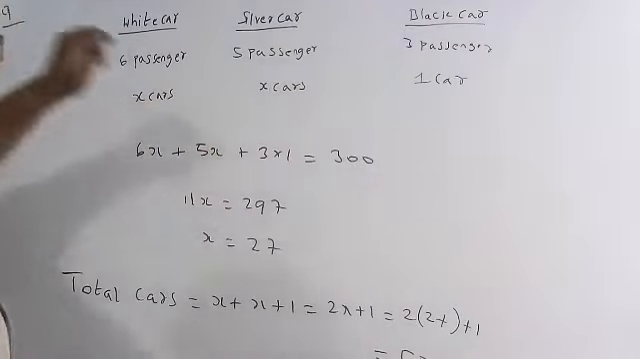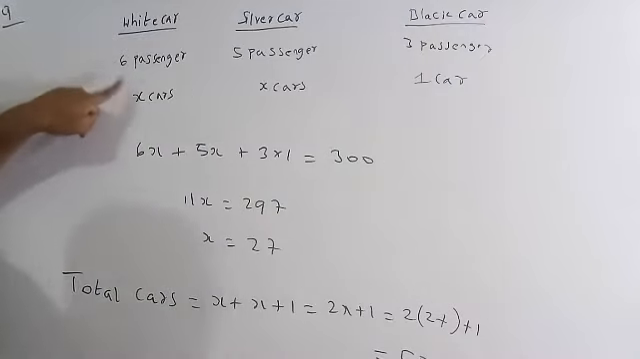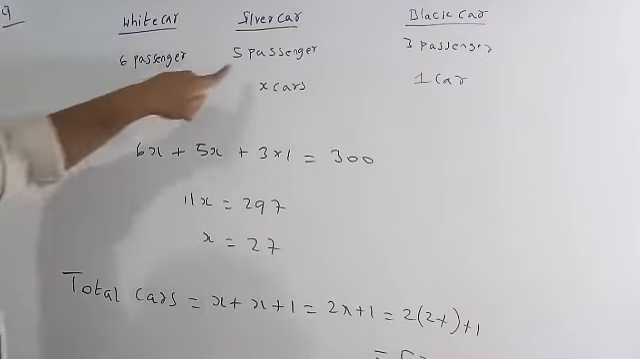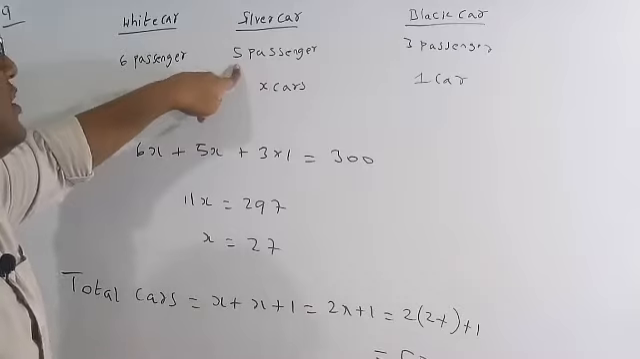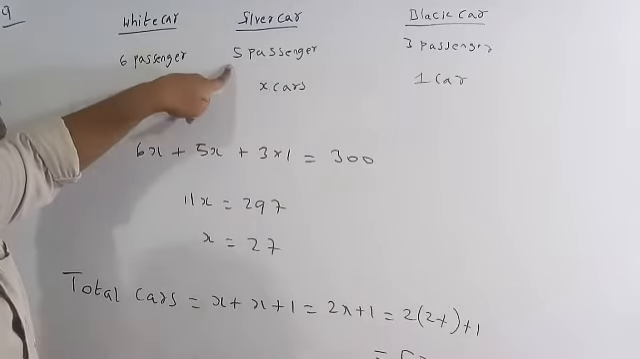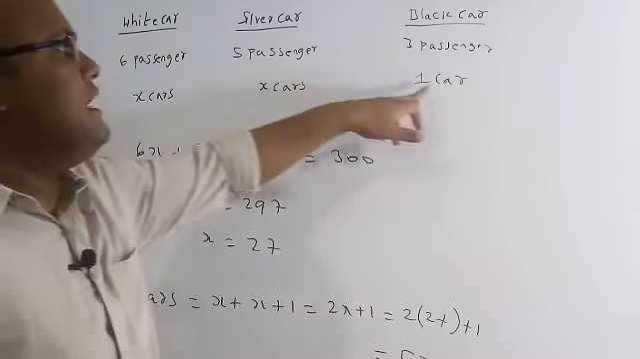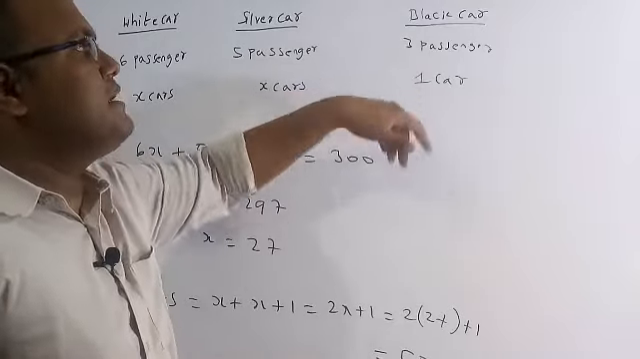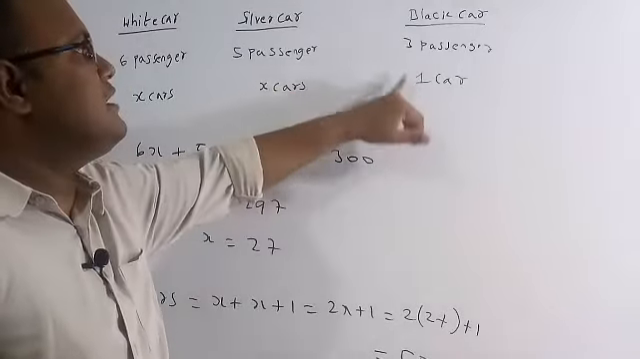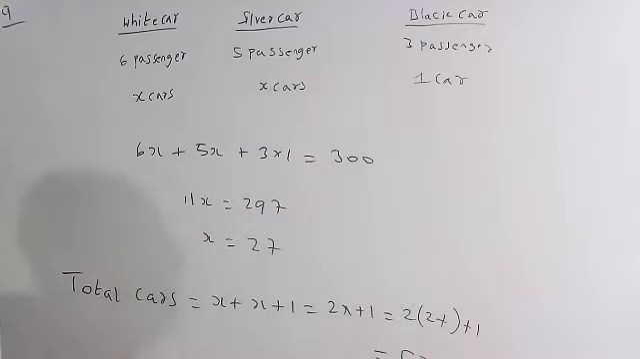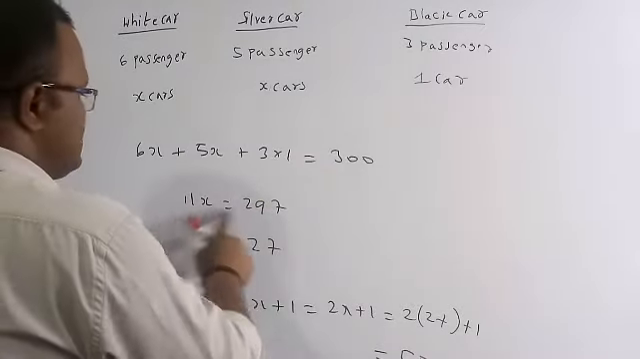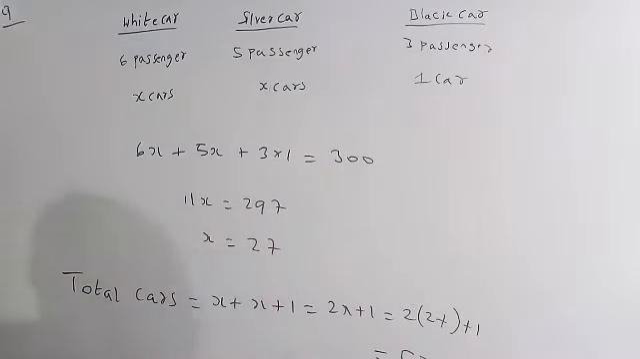In one car there are 6 passengers, so in X cars it is 6 into X. Similarly, in one silver car there are 5 passengers, so in X silver cars the number of passengers is 5 into X. In one black car there are 3 passengers, but there is only one car, so 1 into 3 is 3 passengers. If you solve this equation, 11x is equal to 297, so x is equal to 27.